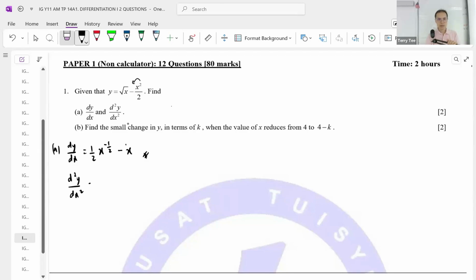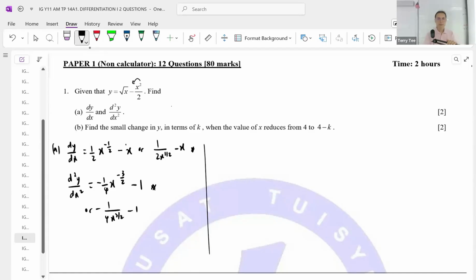Because you are finding d2y/dx squared as well. Bring the power down. 1 over 2 times negative 1 over 2 is negative 1 over 4. x, reduce the power by 1, negative 3 over 2. Differentiate 1x, you get 1. Actually you can stop here, guys. But if you check my answer, I did simplify it. But if you don't, it's okay to leave it like this. So these are two versions. It's not a must to leave it in radical form or root form. You can leave it as a negative power, it's still okay.